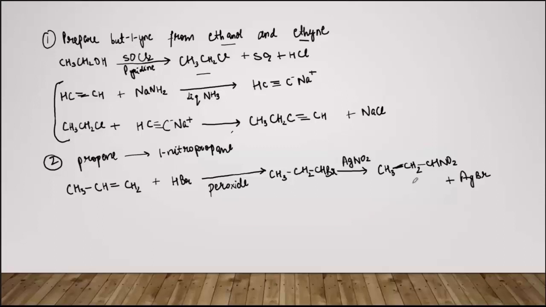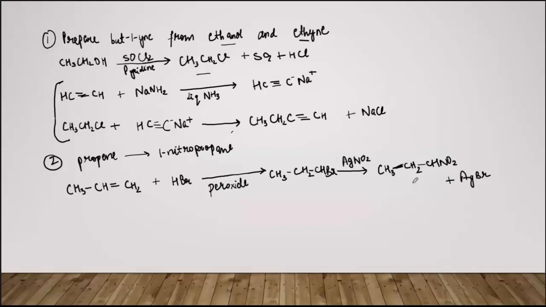So I just wanted you to understand that we can manipulate the results. I mean, if we want any group at carbon number 1, or if we want any group at carbon number 2, then how can we manipulate the reaction to produce such products? If you want to apply Markovnikov, then go without peroxide. And if you want to go for anti-Markovnikov's rule, then use peroxide as a reagent.